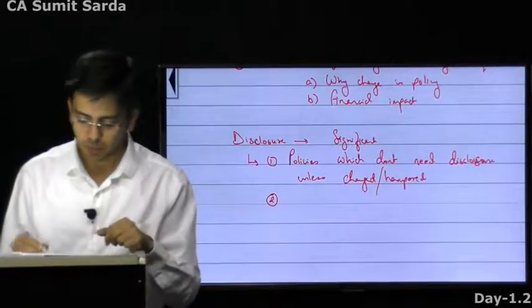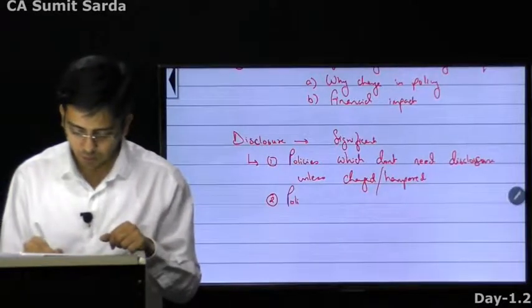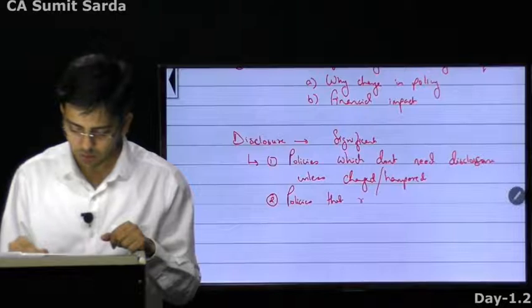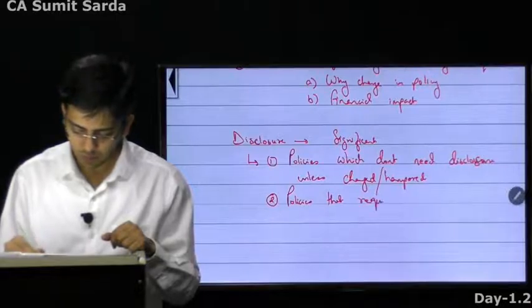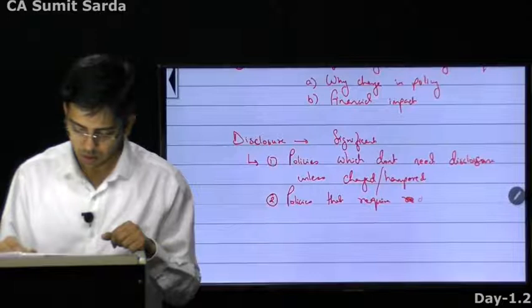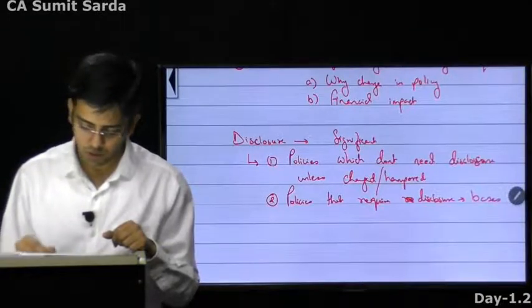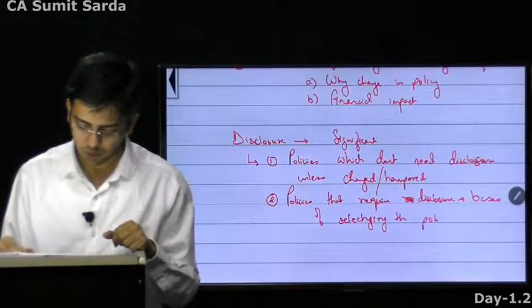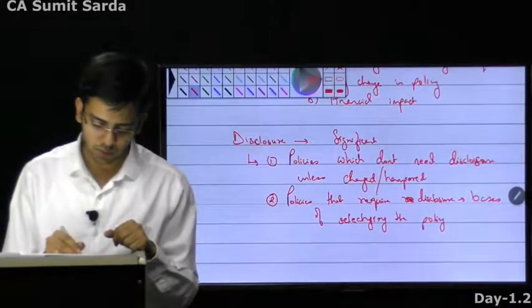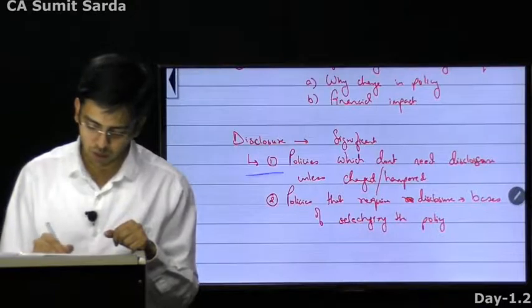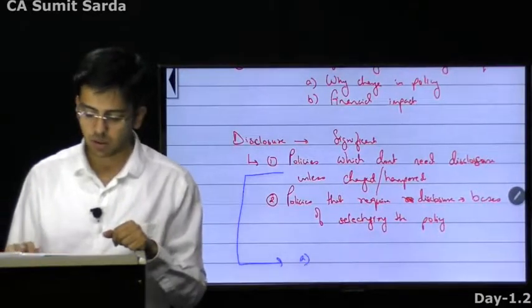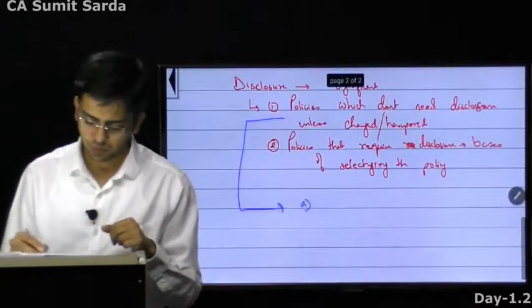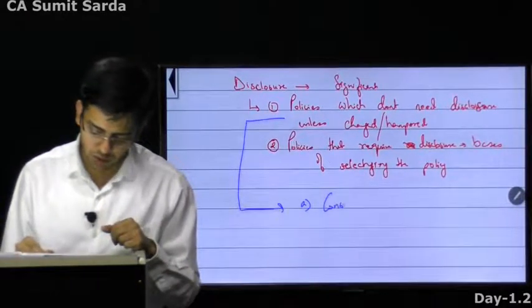And the second aspect the company deals with: policies that require disclosure, the basis of selecting the policy. So we'll start with the first aspect first, policies that don't need any disclosure. One of them is consistency.